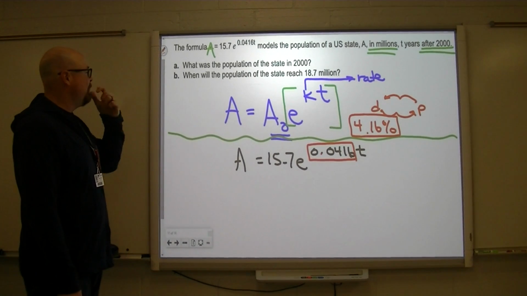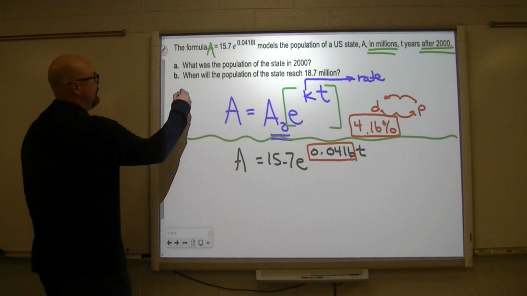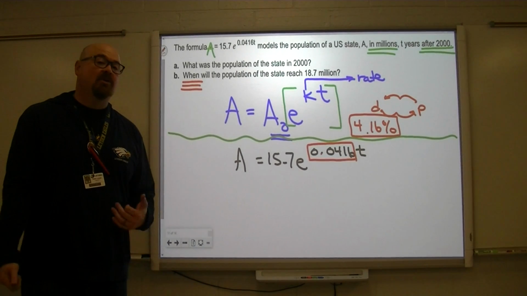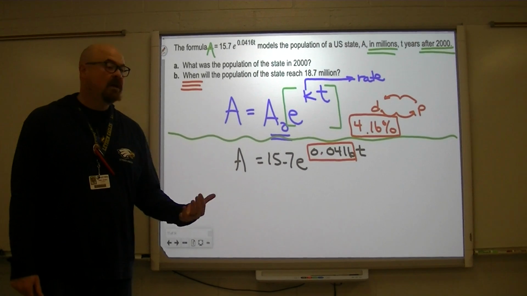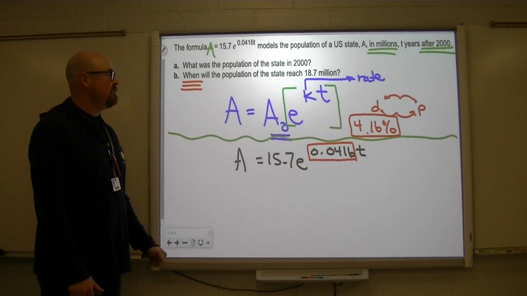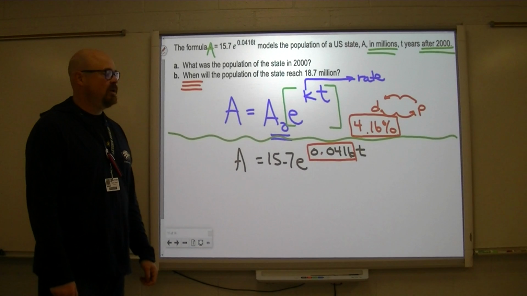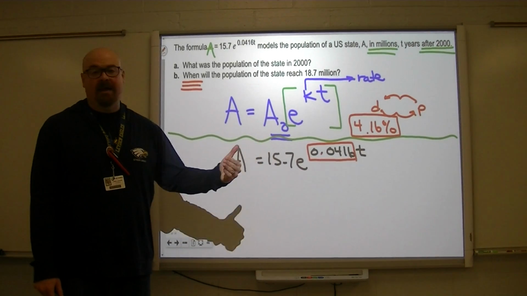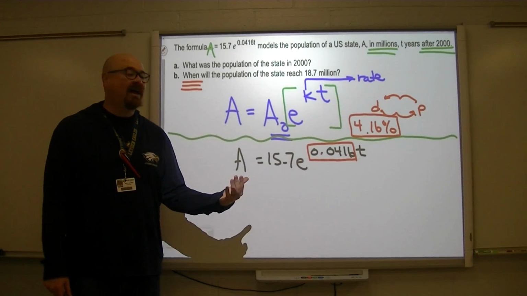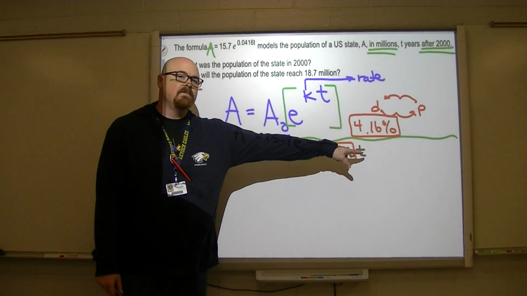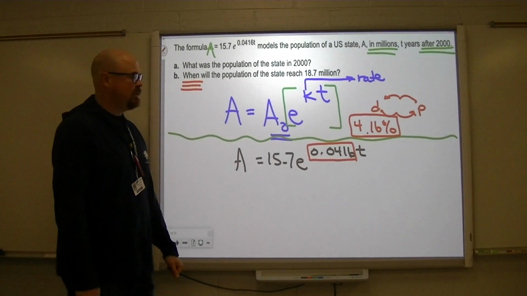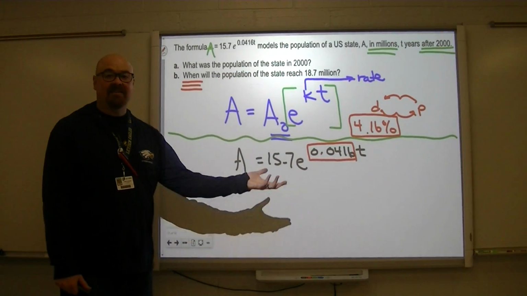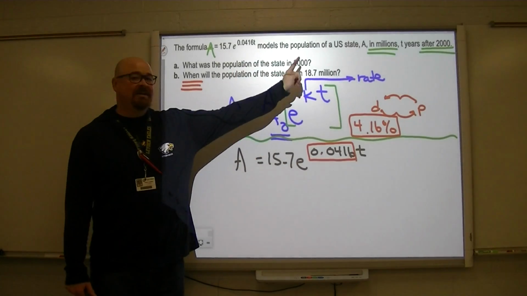So in this question, part B, it says, when will the population? Emphasis on that very first word, when, right? When is a question talking about time. So when it says, when will the population of the state reach 18.7 million, okay? How long will it take? When? Asking the same question. They're asking us to solve for time. So that's our variable in this equation now. And then we've got to put 18.7 million. They want to know when's that going to be the population.